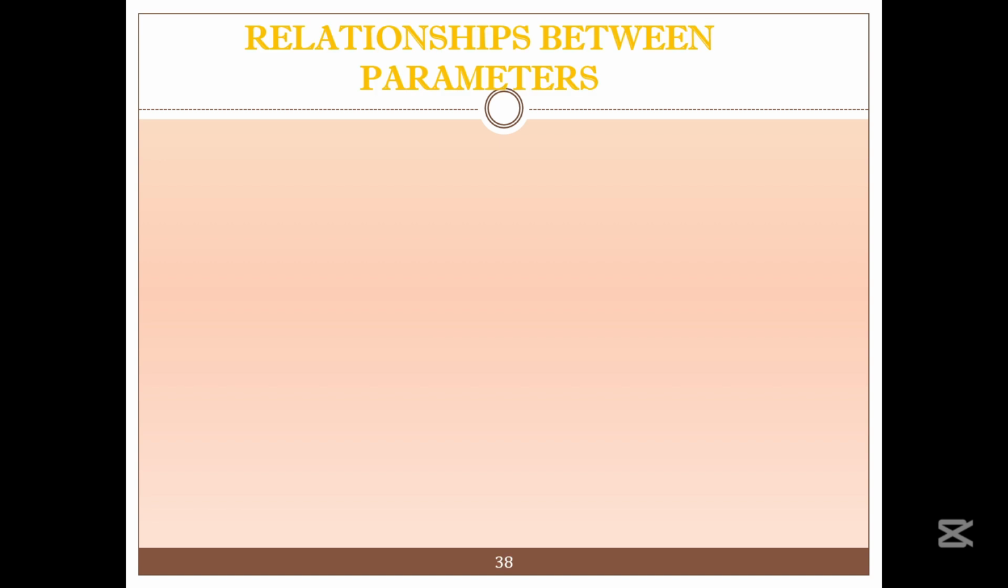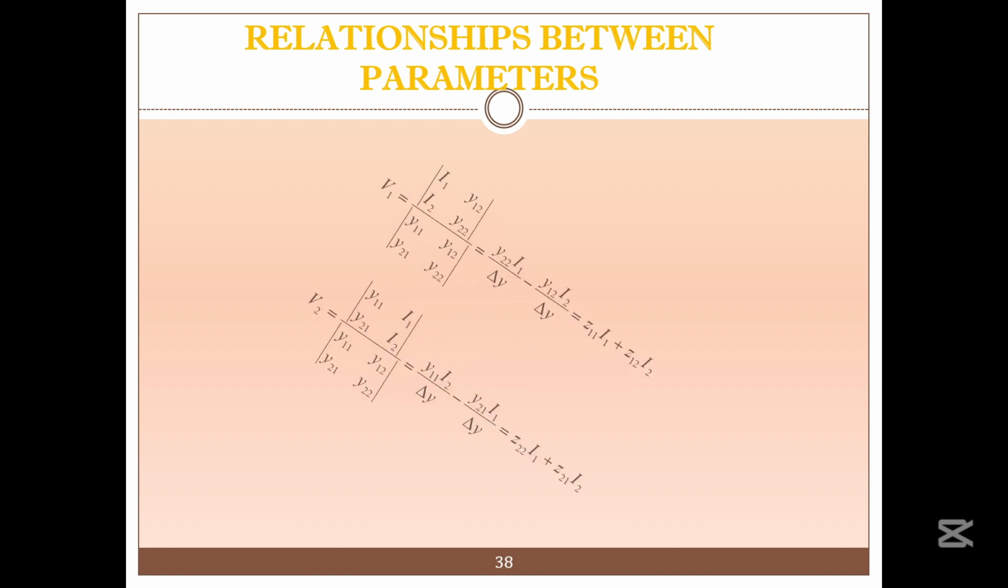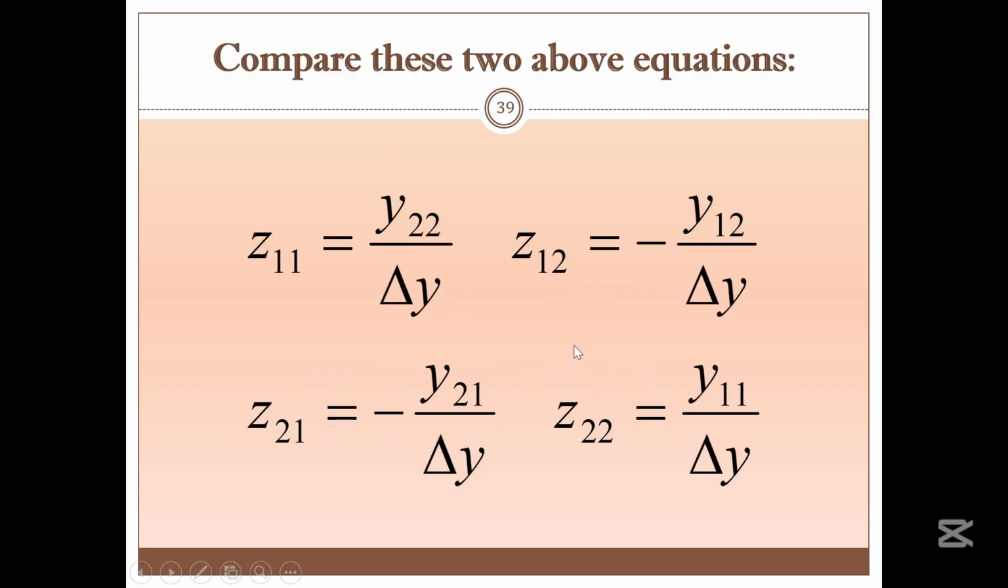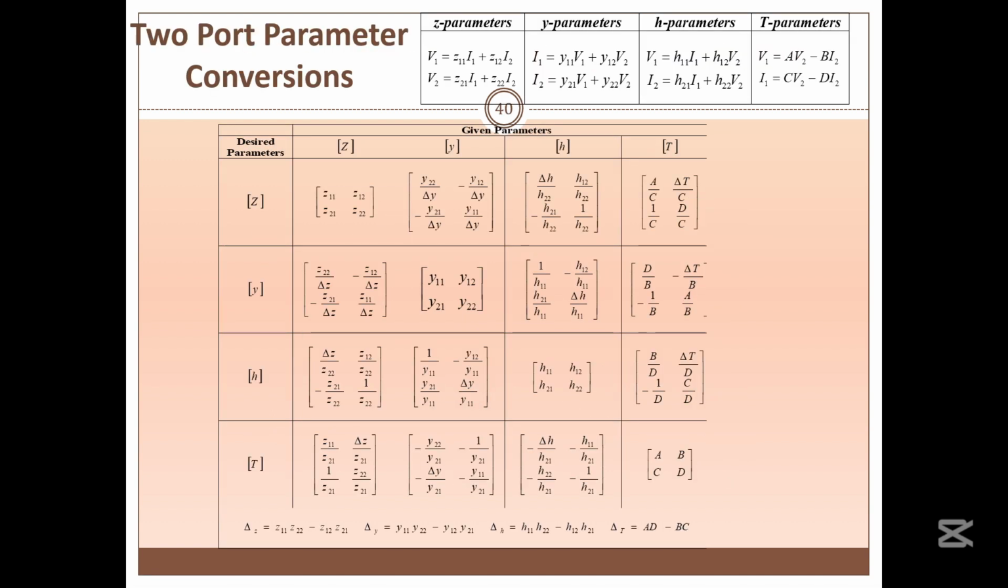Okay, the next thing that we will see in this chapter is the conversion of one parameter to another parameter. This conversion is based on derivation. You will have so many things about the derivation, but in the exam we won't ask you to derive anything. We will give the table of equations for each of the parameters: z parameter, y parameter, h parameter, t parameter.